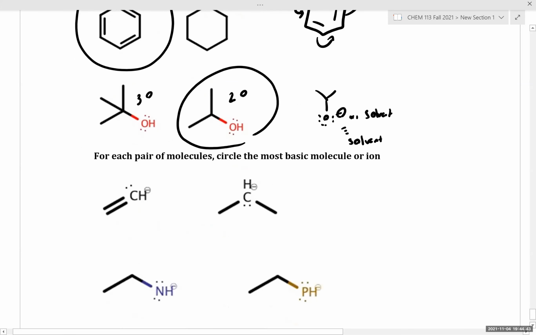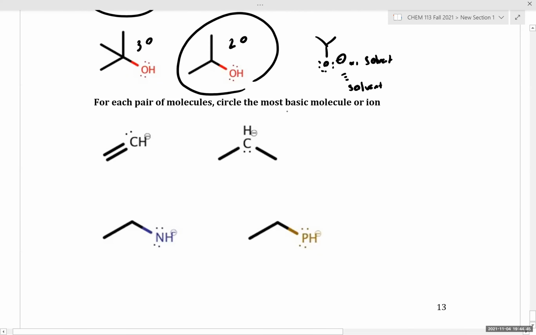Okay, now I'm asking you to circle the most basic molecular ion. So we have an sp versus an sp3 ion. What is more basic? Remembering that with basicity, strong acids produce weak conjugate bases. So with that logic, which of these ions, the sp ion versus the sp3 ion, would be most basic?